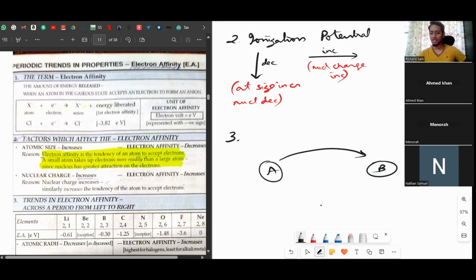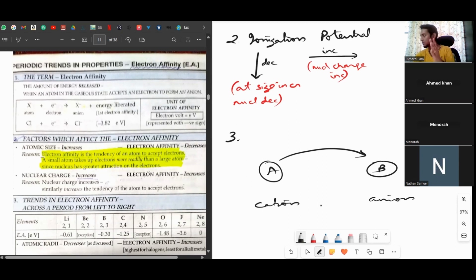Now A will turn into a cation and B will turn into an anion. When B is accepting the electron, it is releasing energy. Energy is being released. So to remove an electron from A, you require energy.